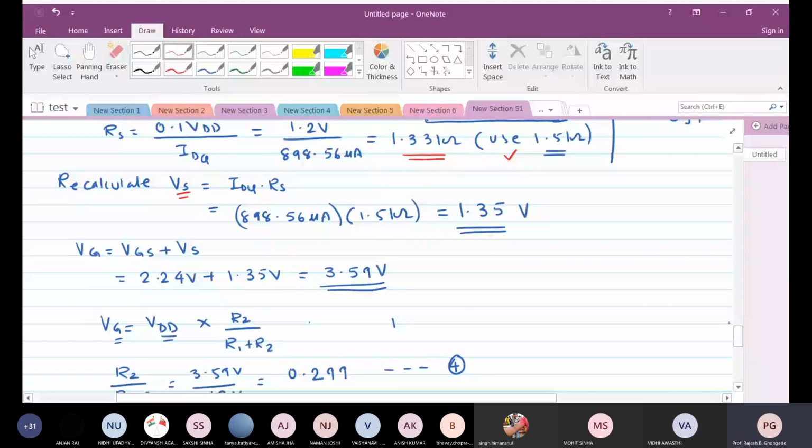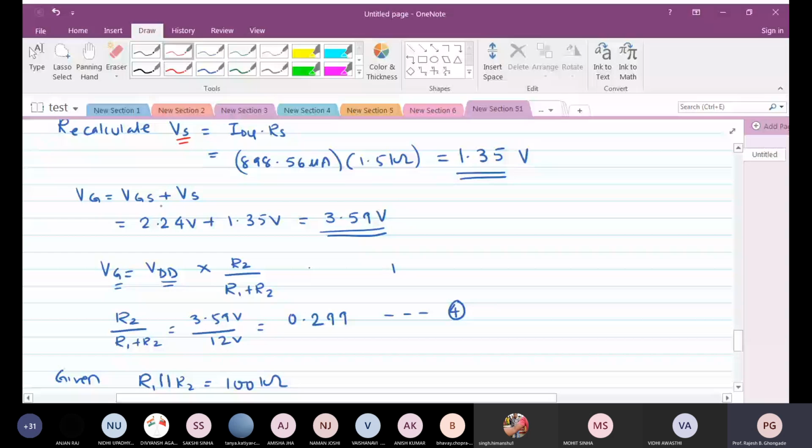And now I have this equation: Vg is equal to Vgs plus Vs. How do I get that equation? Because we can apply KVL again at the input side. This was your Vg, this is VGS, and this is Vs. So applying KVL on this loop, I get this equation.